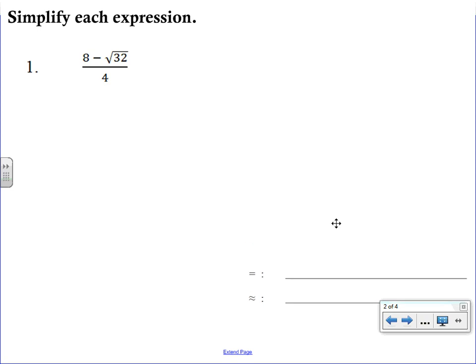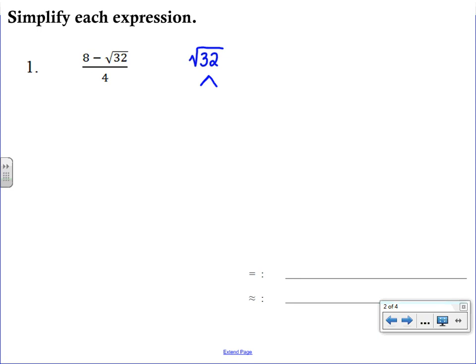To begin with, I'm looking at this expression, and it has the setup of the quadratic formula. If you think of the negative b would be here, the discriminant would be here, and then the 2 times a would be here. So you can see how it fits the form. The first thing we're going to do is look at the square root of 32, and ask ourselves, can we simplify this or break it down?